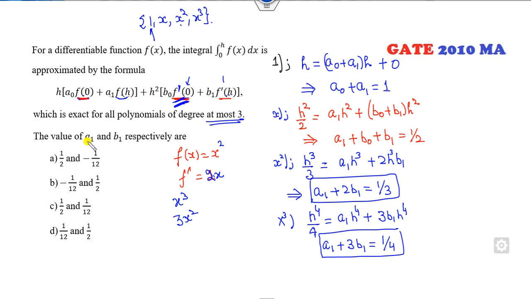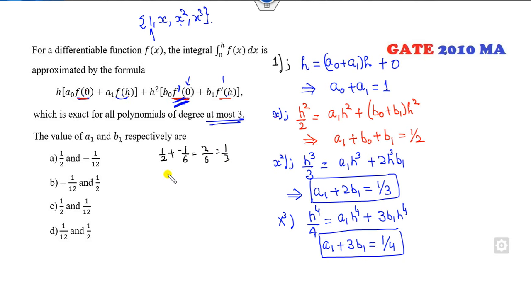Now you can find the value of a1 and b1. There is no need to find the value of this. You can simply check which of the options is not satisfied. Look at that. If I take a1 as half, b1 is 2 times of this. It is a minus 1 over 6. Does it equal 1 by 3? So 3 minus 1, 2 over 6, 1 by 3, satisfied.